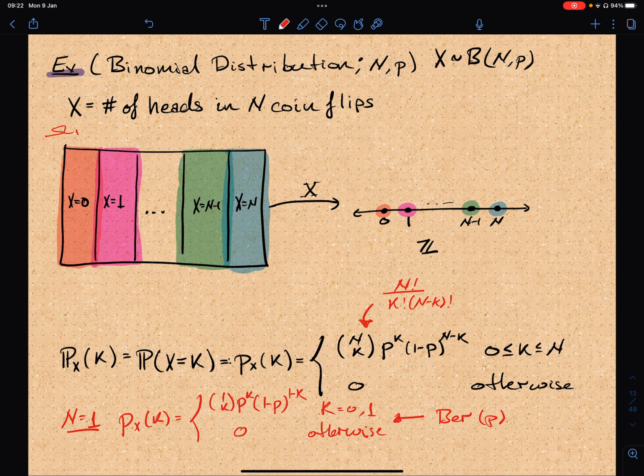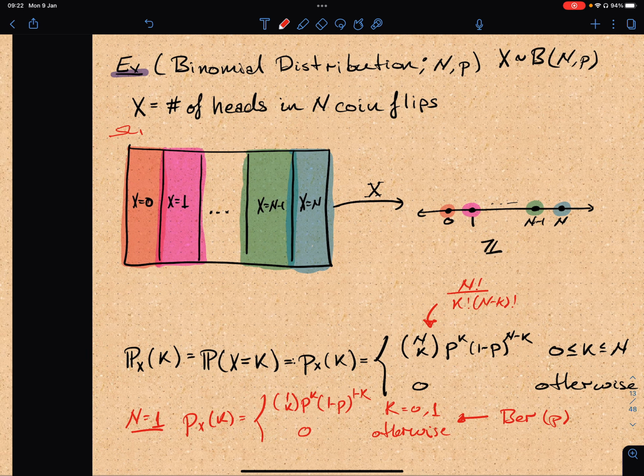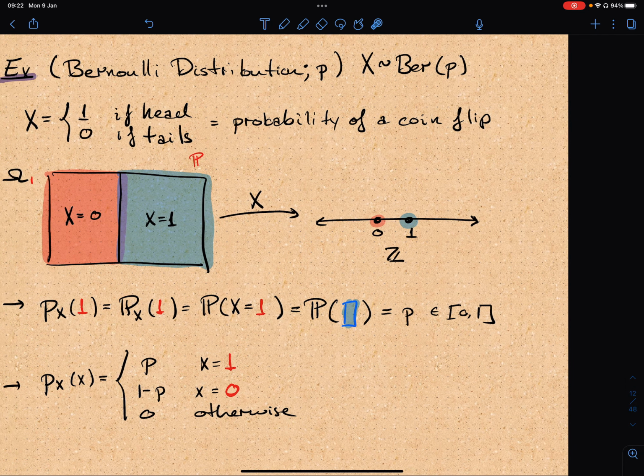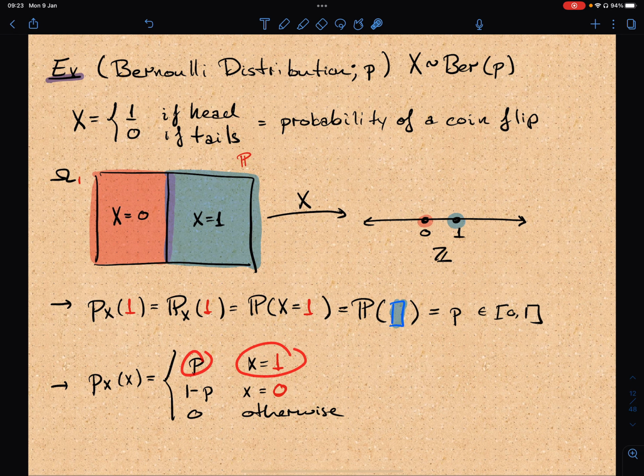So you can think of the binomial distribution as a generalization of the Bernoulli distribution. And again, this is the reason why I switched the p and 1 minus p, because success, a head, is interpreted with probability p.